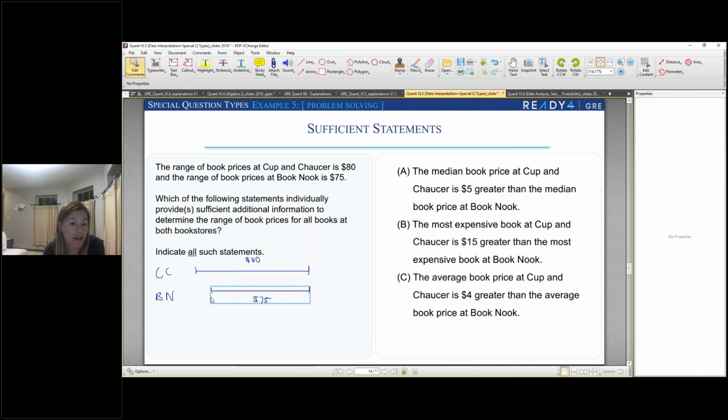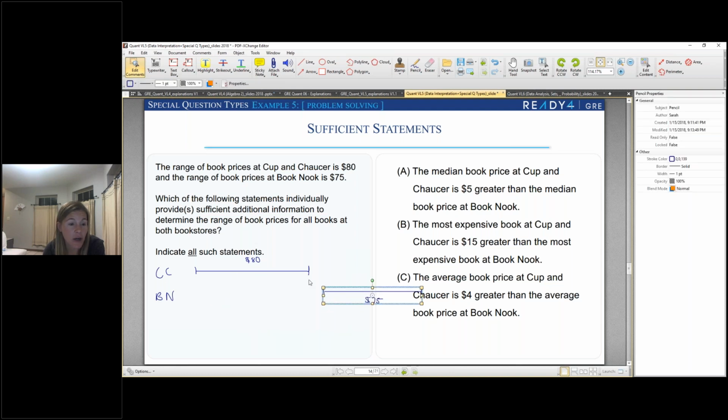let's see, can I move these all together? Or like this, you know, or maybe Book Nook has only really high-end books, or it could be like this, where they half overlap or something like that, in which case they might have a range of like $80 and then an extra 30, something like that. Okay, so we just don't know the range of both books combined.